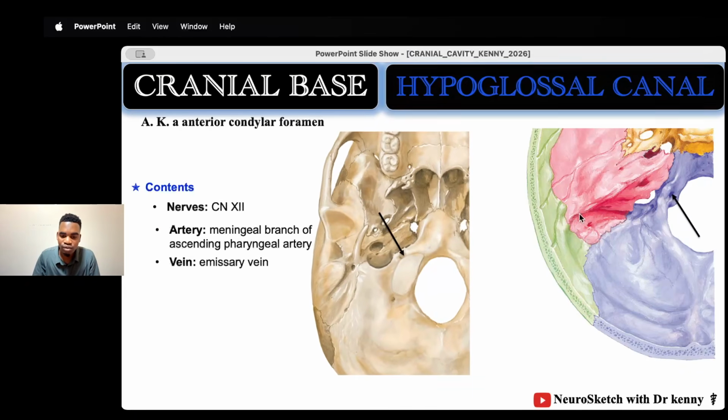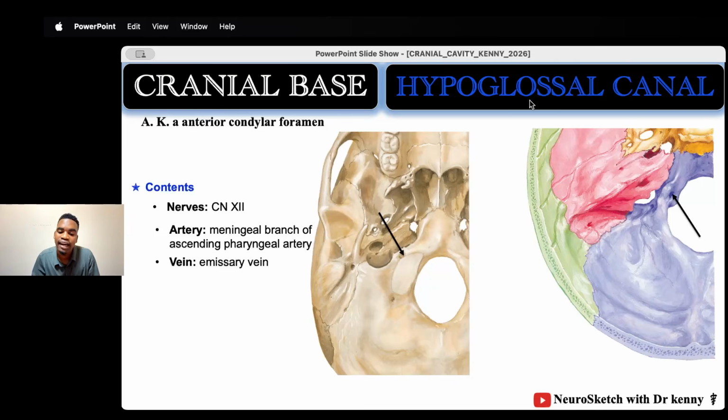Next is your hypoglossal canal, but because it's a canal, it's not a foramen. It has two openings: the opening inside and the opening outside. The opening outside here is also called the anterior condylar foramen. Why? Because we have the occipital condyle, and a foramen anterior to this condyle is called the anterior condylar foramen, and we also have a foramen posterior here, which is called the posterior condylar foramen.